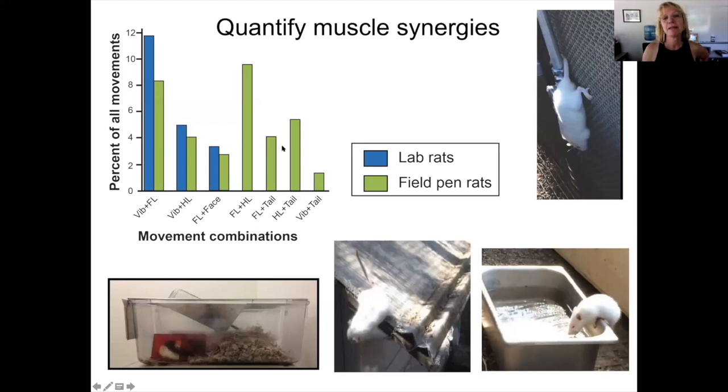Forelimb and tail in field pen animals, but not in laboratory animals. Hindlimb and tail. So you kind of get the idea. These animals are using those body parts in a very different way. And this is manifest as this representation of these synergies in motor cortex.